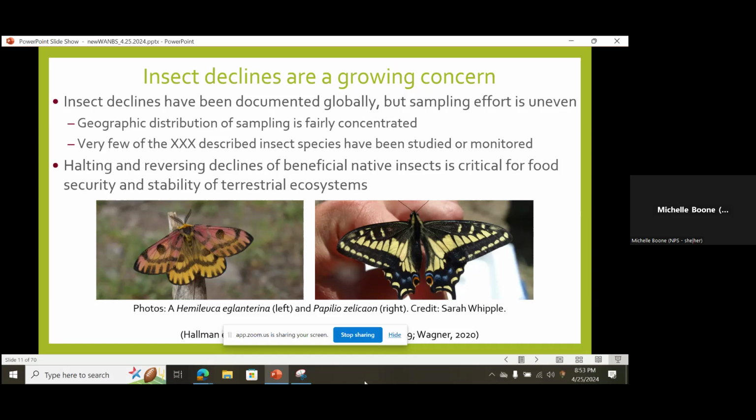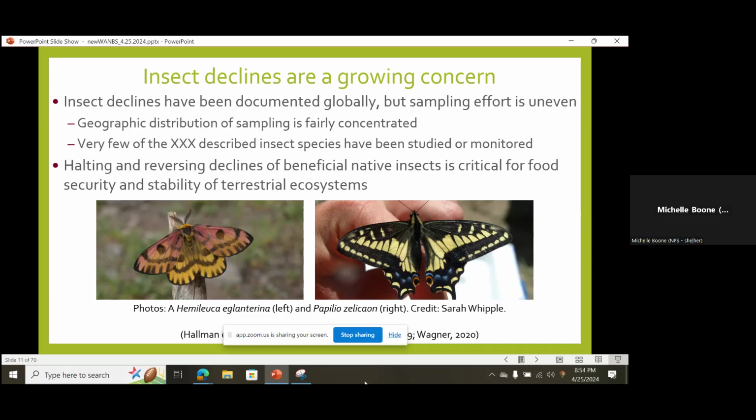And I was going to put the number of described insect species that have been studied or monitored, but I'll admit it's been a hectic week and I never quite got around to that. But we will say it is very, very, very few insect species that have been described have actually been studied or monitored in any sort of significant way. Regardless, that doesn't mean we shouldn't do anything or shouldn't care.